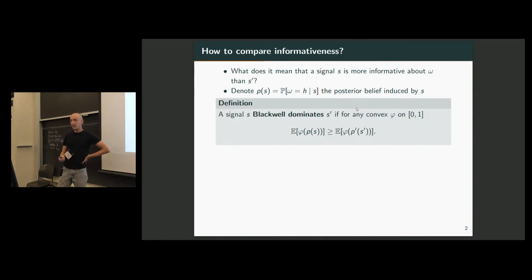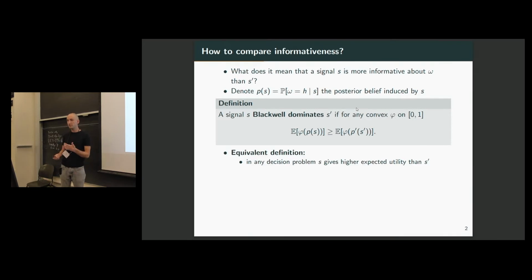Now we say that a signal S Blackwell dominates signal S prime, or is Blackwell more informative than S prime, if for any convex function phi on [0, 1], the expected value of phi of the posterior induced by the first signal is greater or equal to the expected value of phi of the posterior of the other signal. So it's a formal definition. It's rather handy, but it's not the reason to love this definition.